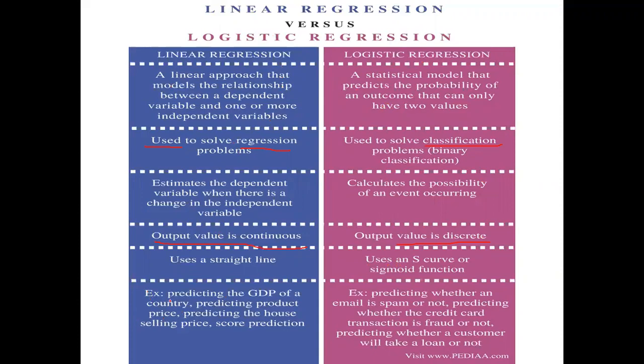Here are some examples for linear regression: predicting the GDP of a country, predicting product price, etc. Here are examples for logistic regression: predicting whether an email is spam or not. So spam or not spam will be my category, right? My output will be spam or not spam. Predicting whether a credit card transaction is fraud or not. And another example, predicting whether a customer will take a loan or not. These are the best examples of logistic regression problems.